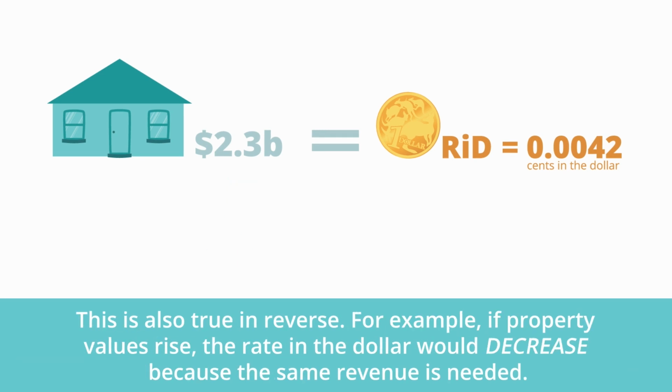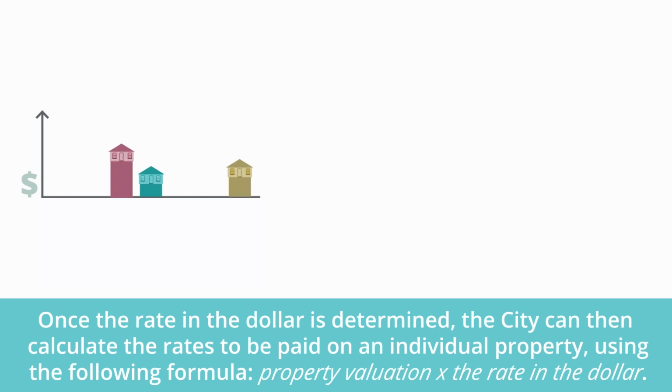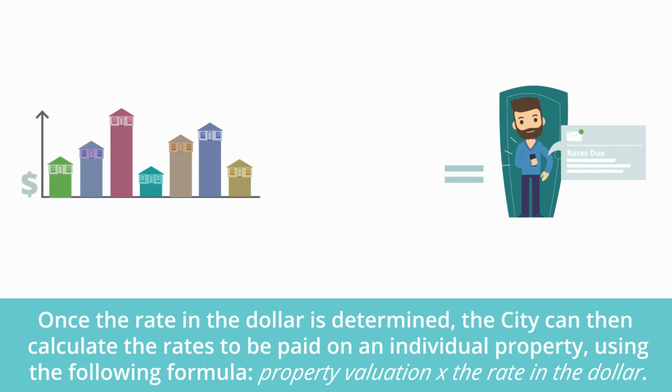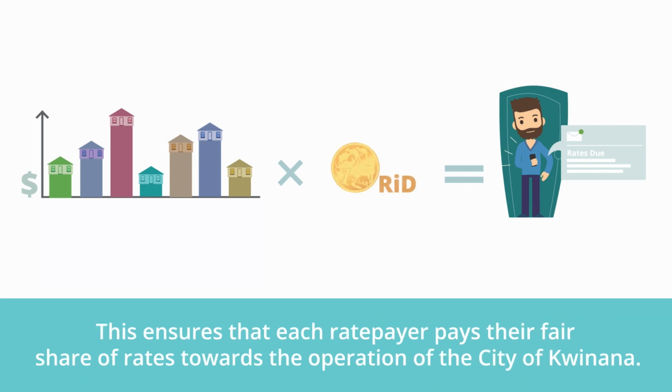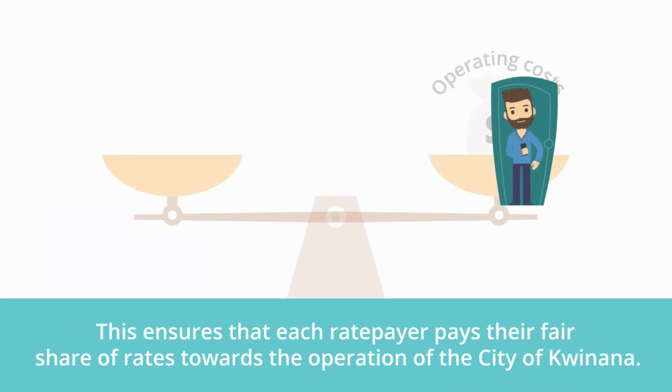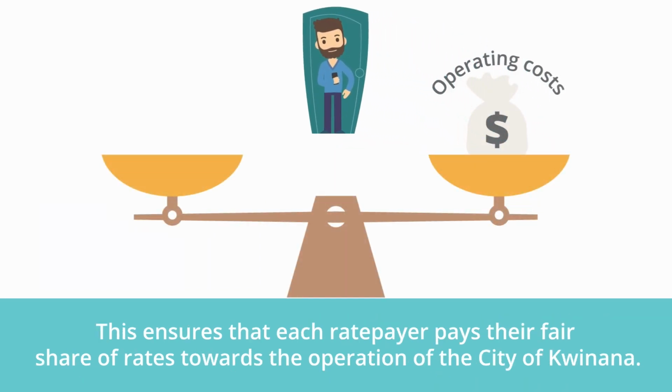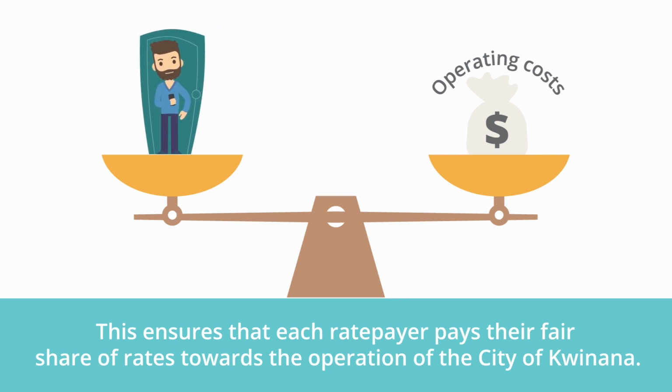This is also true in reverse. For example, if property values rise, the rate in the dollar would decrease because the same revenue is needed. Once the rate in the dollar is determined, the city can then calculate the rates to be paid on an individual property using the following formula: property valuation multiplied by the rate in the dollar. This ensures that each ratepayer pays their fair share of rates towards the operation of the City of Kwinana.